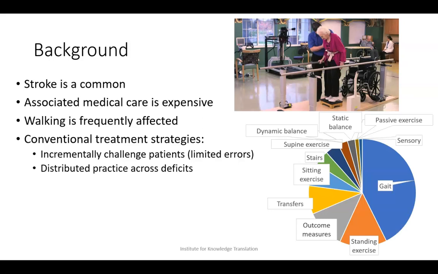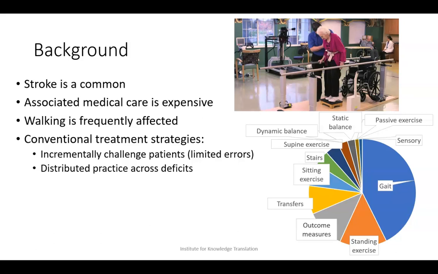Conventional therapy also distributes practice across the different deficits. So although walking is frequently affected, many aspects of functional mobility are generally affected after the stroke. As a result, the therapy interventions and what we do during physical therapy is frequently distributed across a range of different functional mobility deficits as well as impairments that begin following the stroke.